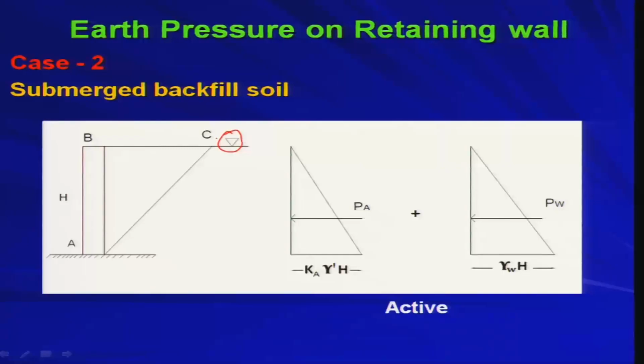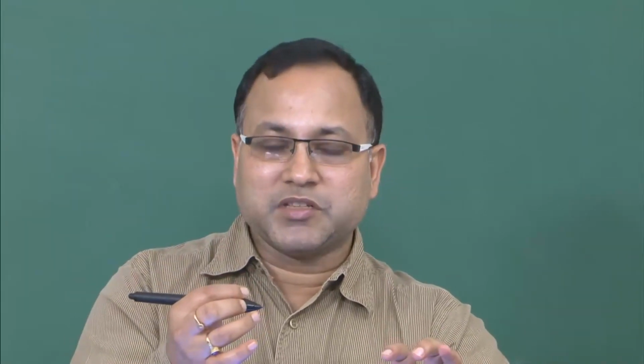So, we will talk about only the active state, and the passive state you can already find out. Same wall, the height of the wall is capital H, A is the base of the wall, B is the top of the wall. Earlier we had the dry backfill. Now you have the backfill completely submerged in water. That means you have soil as well as water, so you get lateral pressure due to water as well as due to the soil.